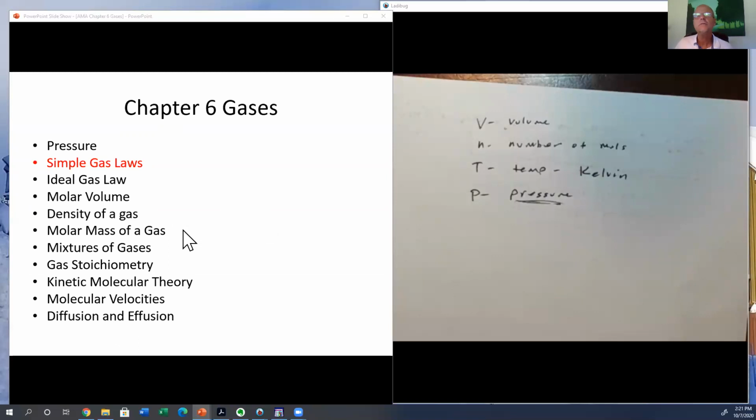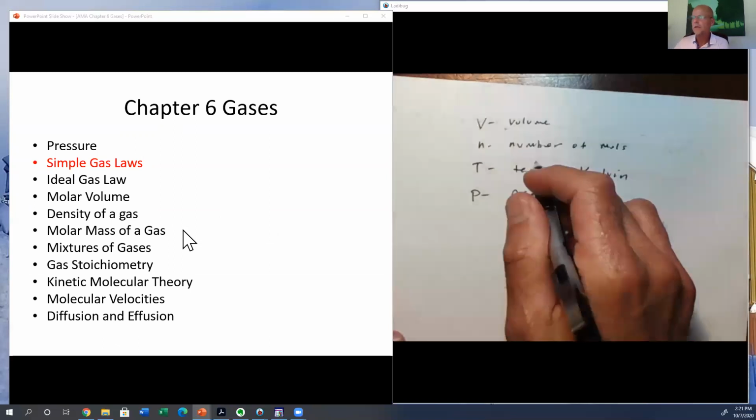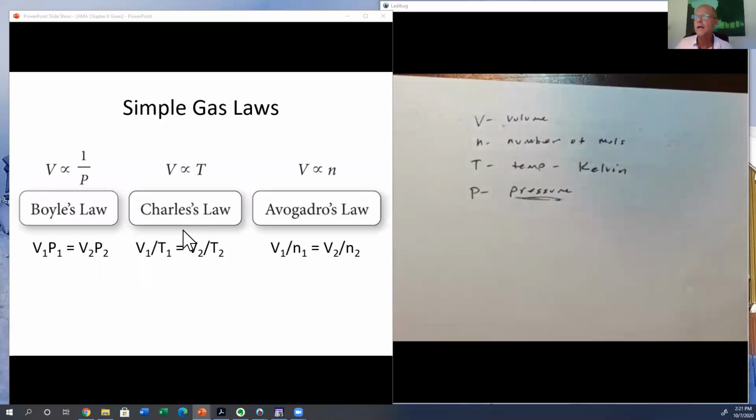As you saw in the video, different of these properties are related by what are called the simple gas laws. So you learned about Boyle's law, that volume is inversely proportional to pressure, or that P1V1 is equal to P2V2. You learned that volume is proportional to temperature, right? Or V1 over T1 is equal to V2 over T2. And that volume is proportional to the number of moles, right? V1 over n1 is equal to V2 over n2, right? So those are simple gas laws. I'm not going to do any examples on those because they're fairly simple and you already saw the video.